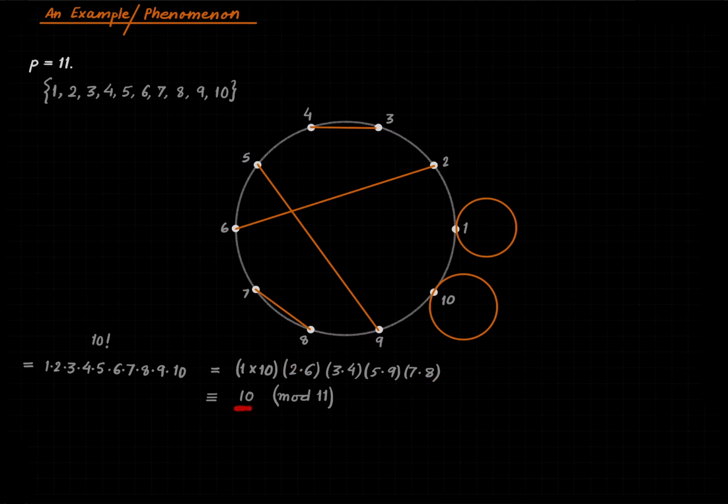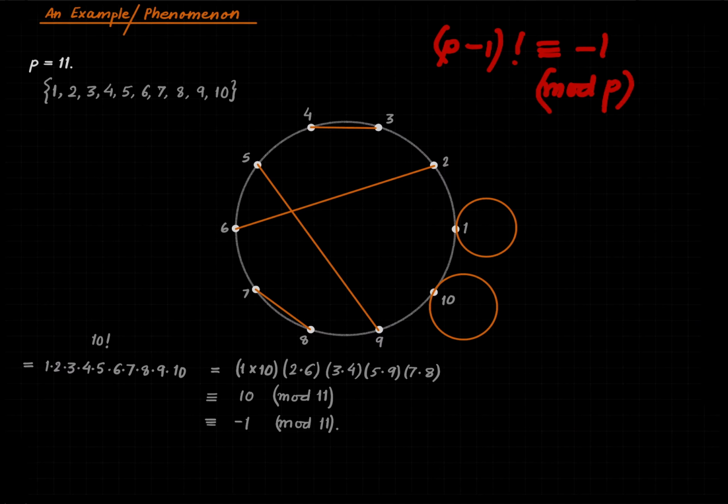But 10 is congruent to minus 1 mod 11. So I might also write this as follows. Right. So we are seeing that 10 factorial is congruent to minus 1 modulo 11. And one can make the general statement, which is Wilson's theorem: if p is a prime, then p minus 1 factorial is congruent to minus 1 modulo p.